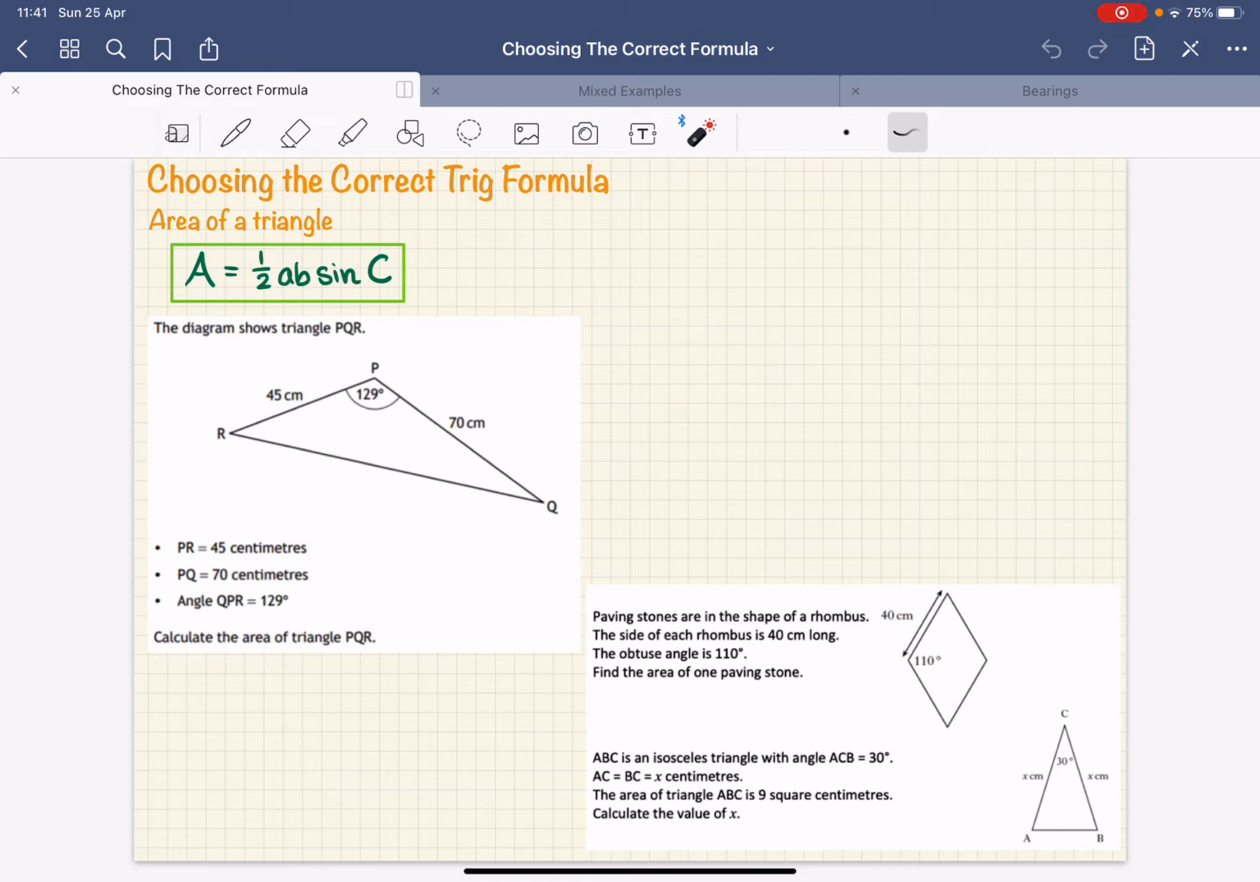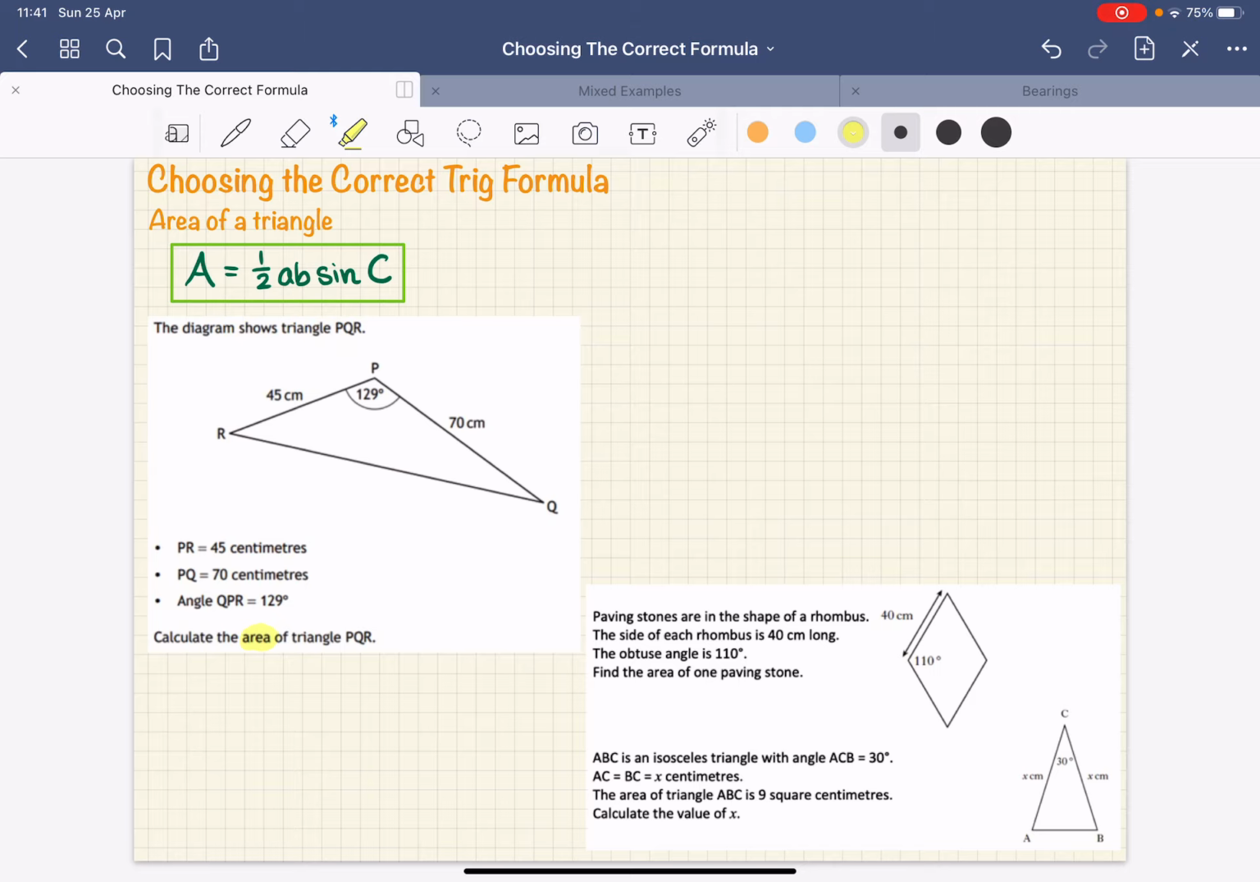This is the easiest one of them all. The key thing is, this formula is to find the area. So that's the sort of things we want to be looking out for. So in this first one up on the top left, we have a diagram that shows a triangle PQR. PR is 45 centimetres, PQ is 70 centimetres, angle QPR equals 129 degrees. Calculate the area of the triangle. The moment I see that word area, I instantly go, that is my area of a triangle formula. Write it down and start processing it.